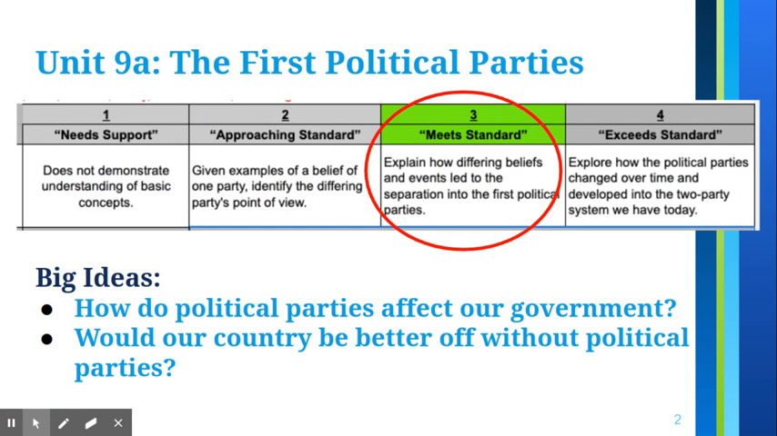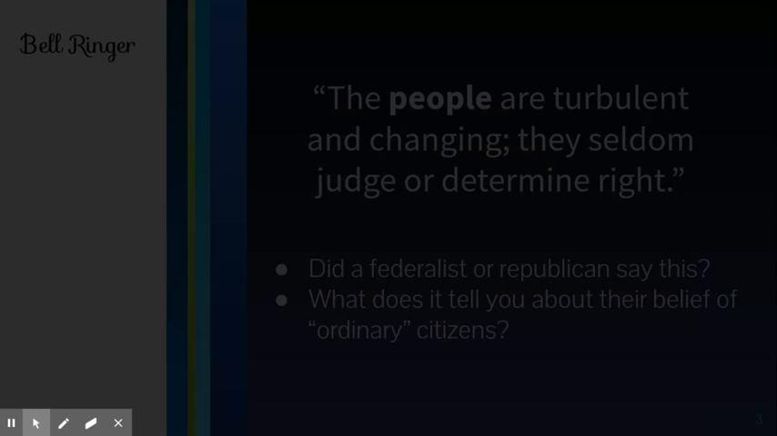So first off, this is the meets standard level 3. There you can see the level 4. So now you know what you need to do to get a level 3. You also need to know two big ideas: how do political parties affect our government, and would our country be better off without political parties? Keep those questions in mind. We will come back to those at the end.